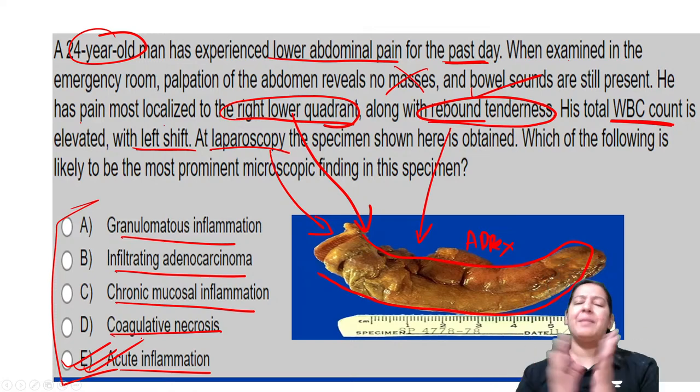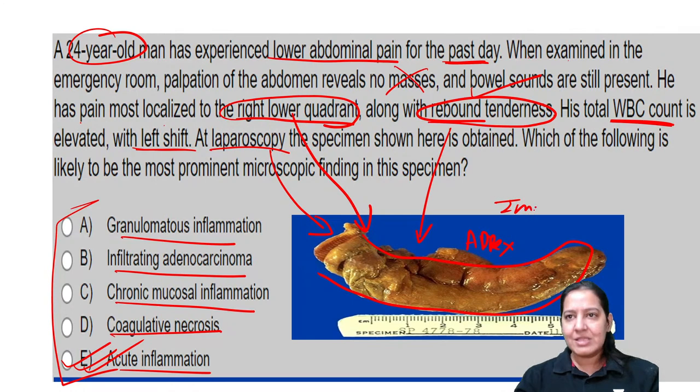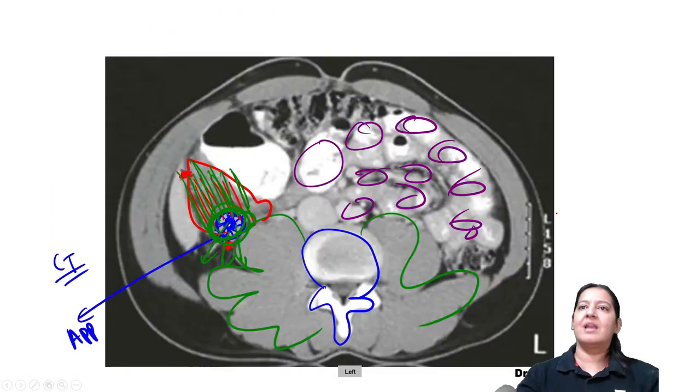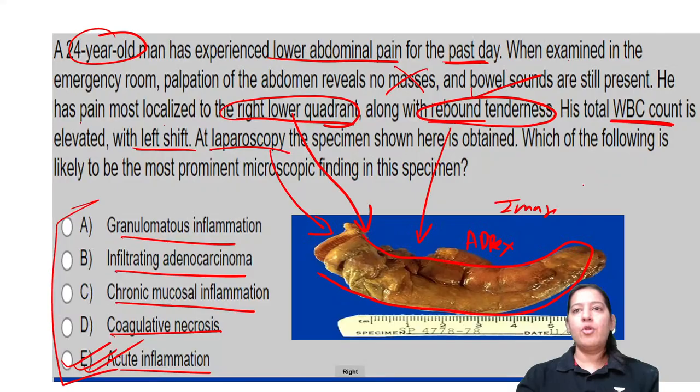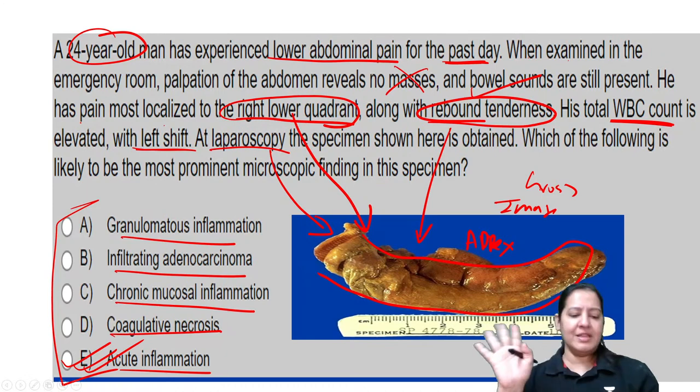So any question can be framed. You know, the history is the same. The only thing I have changed is the image. Instead of giving you a CT scan, which was given in the last question, I am giving you a gross image. So this image is gross. The same history, the same question. I have changed the question a little bit. Give me a thumbs up.